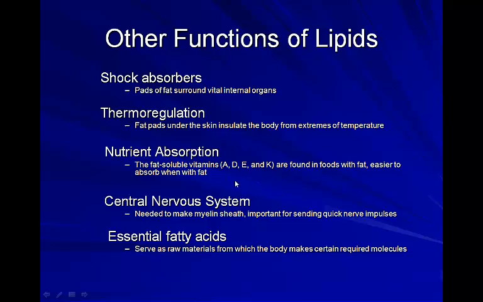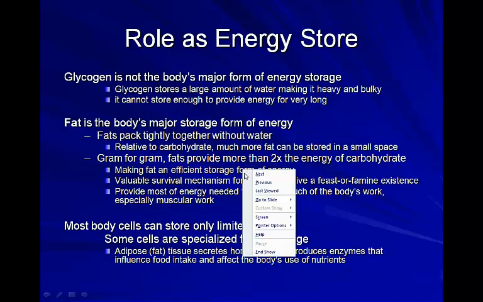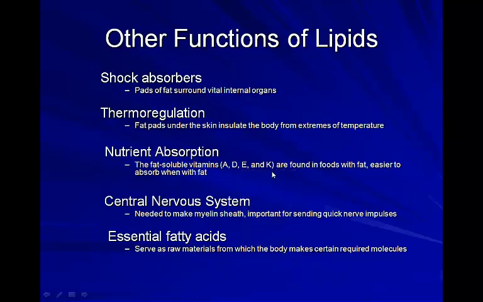Nutrient absorption. Several of our vitamins, which we'll talk about in another unit, vitamins A, D, E, and K, these are all what we call fat-soluble vitamins. They do not dissolve freely in water. They need to be dissolved in fat. So because of that, foods that tend to have fat are the ones where we get these vitamins. So if you're going to consume fat-soluble vitamins, you have to consume foods that have fat in them to get those vitamins.